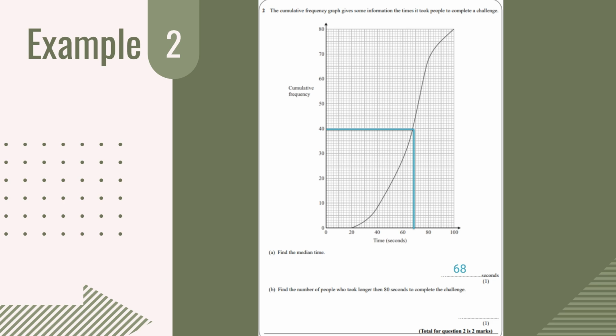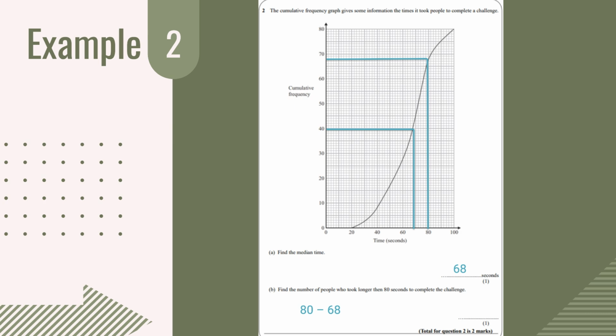Now with part B, we're asked to find the number of people who took longer than 80 seconds to complete the challenge. So we're going to draw a line up from 80 seconds and across, and we'll get 68 again. Now this is just a coincidence. Don't think the 68 seconds and the 68 cumulative frequency have something to do with each other. They don't. It's just a coincidence that this has happened.